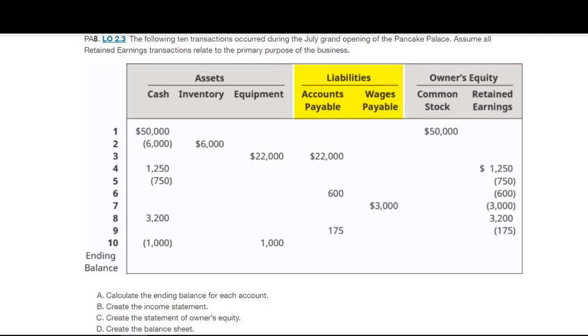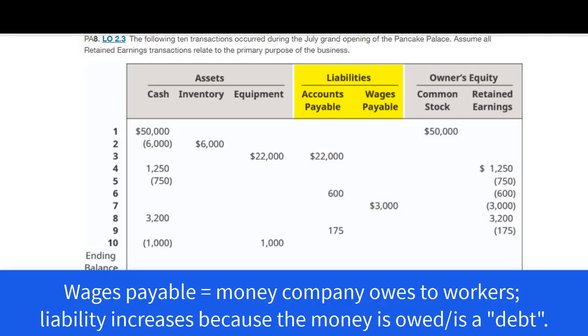This example, PA8, has another type of liability, wages payable. Basically, our workers work for us and we don't actually pay them for their work until payday, which might be at the end of the week, might be at the end of the month. And so as workers continue to work throughout the week or throughout the month, the amount that I need to pay them, if I am the company, increases.